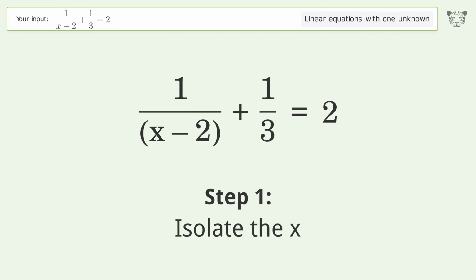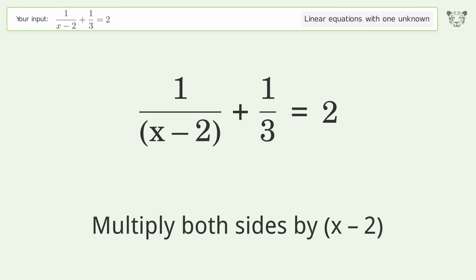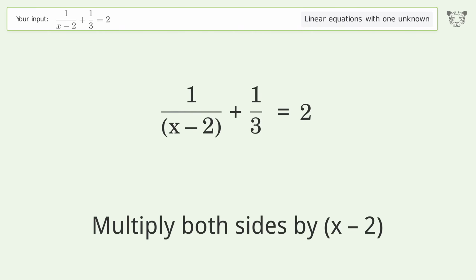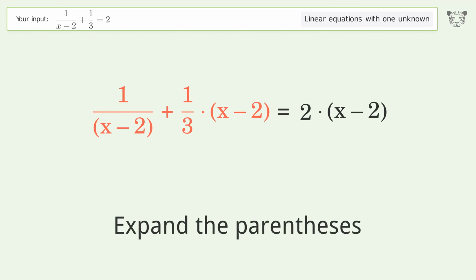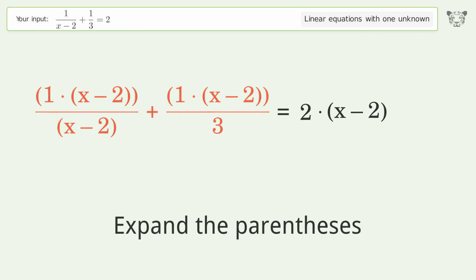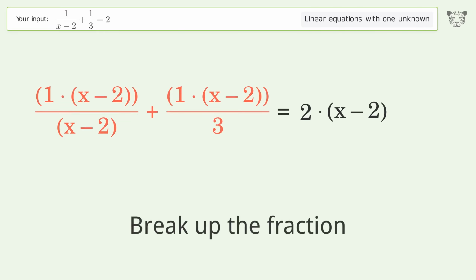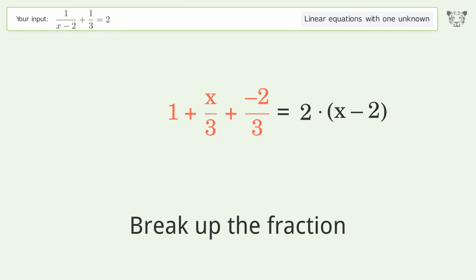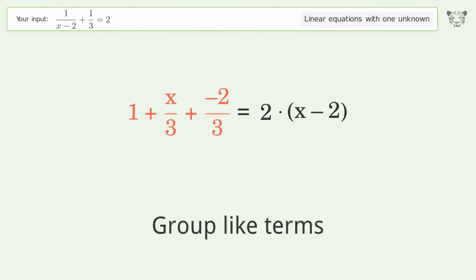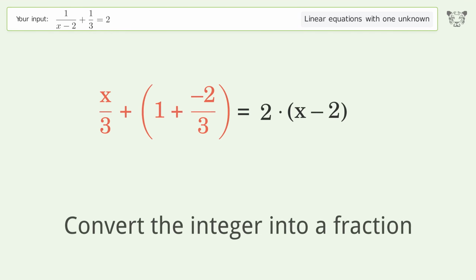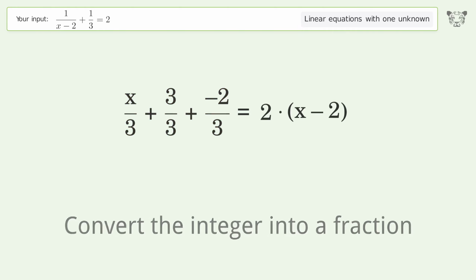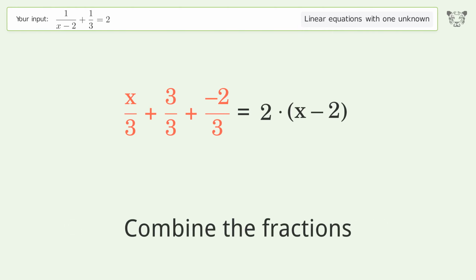Isolate the x. Multiply both sides by x negative 2. Expand the parentheses. Break up the fraction. Group like terms. Convert the integer into a fraction. Combine the fractions.